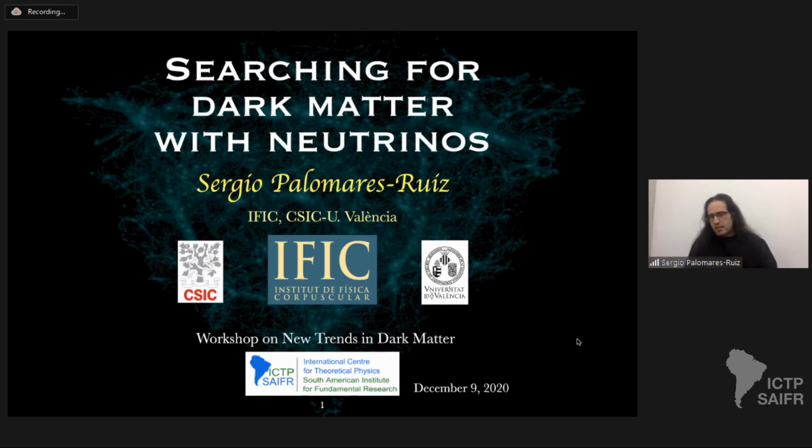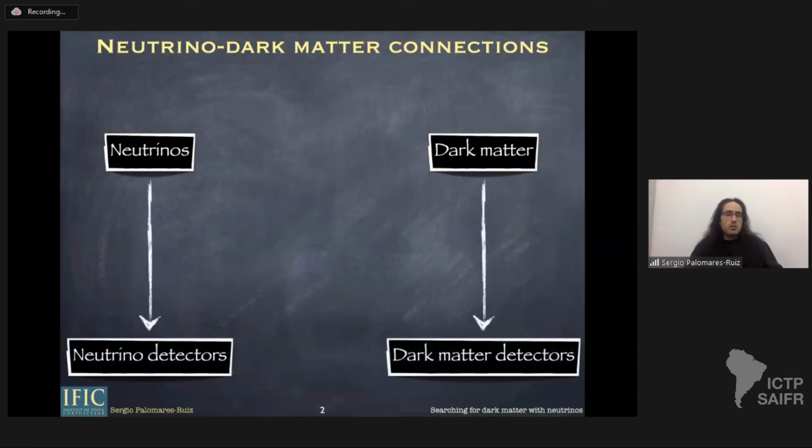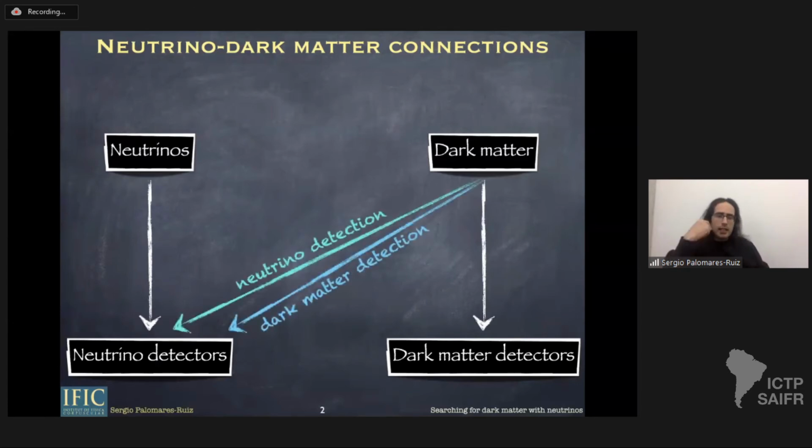But let me start by saying a few words about the potential and generic neutrino dark matter connections. If we want to study neutrino properties, or we want to search for dark matter, the obvious way is just to use neutrino detectors or dark matter detectors. But of course, these two sectors could be connected, and one in principle can search for dark matter with neutrino detectors by trying to detect neutrinos produced from dark matter, let's say annihilations. Or one can also use neutrino detectors to detect dark matter via dark matter interactions at the detector. These are similar to direct detection detectors for dark matter, using neutrino detectors for that.